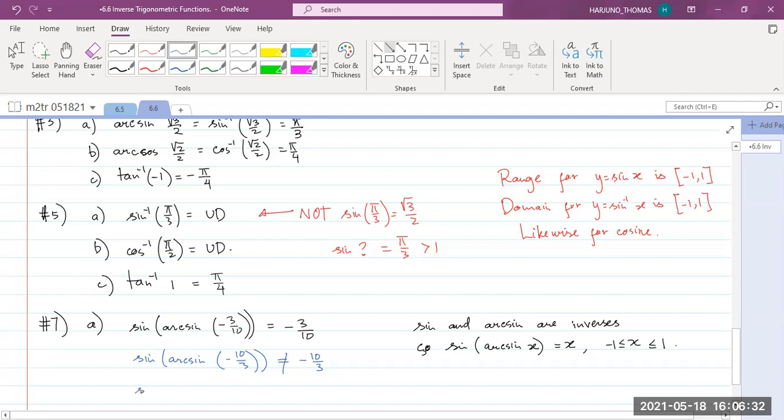Maybe I use another example. Sine of arc sine of 2. This is not equal to 2. Why? Because arc sine of 2 is undefined. 2 is not in the domain of arc sine.